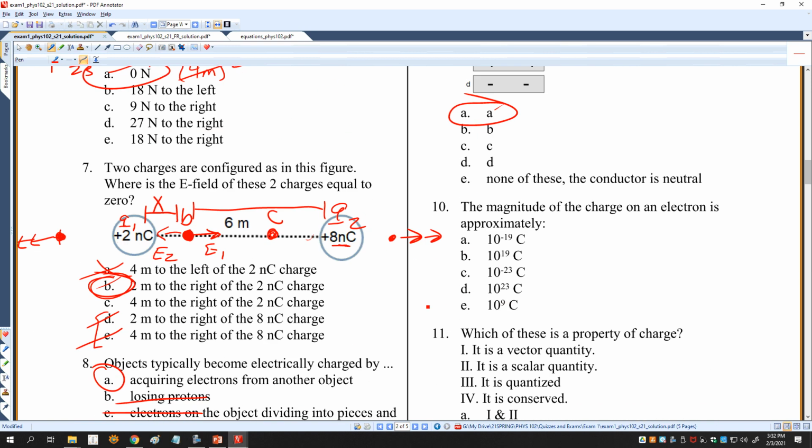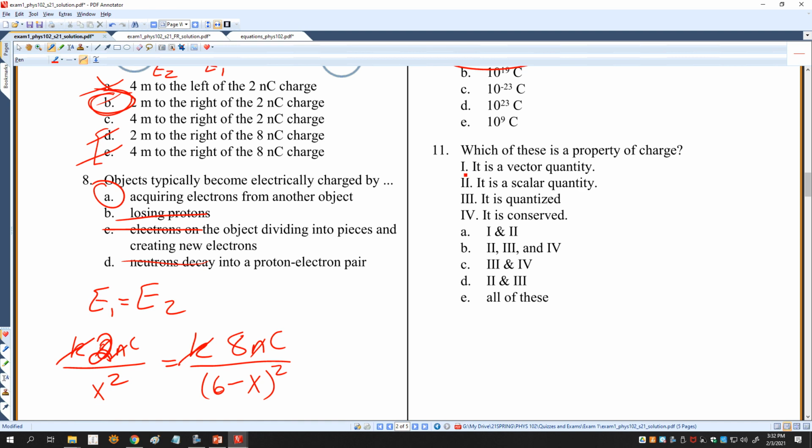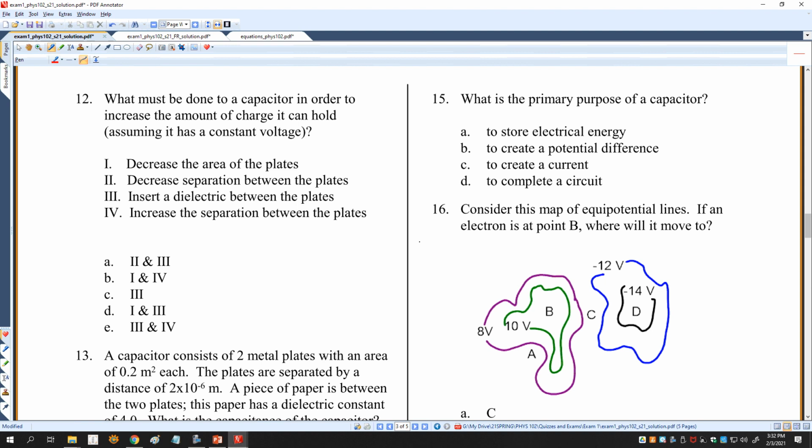That's going to be A. The magnitude of a charged electron is A. Which of these is a vector property of charge? Not a vector. It's a scalar, it's quantized, and it's conserved. That's there. What must be done to a capacitor to increase the charge it can hold?